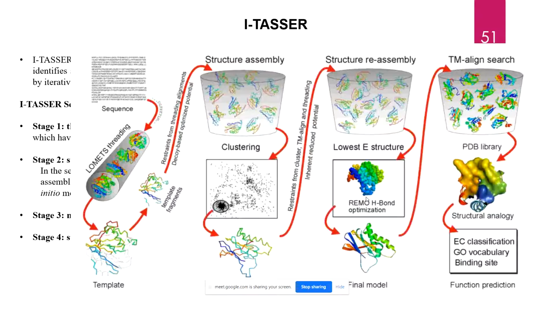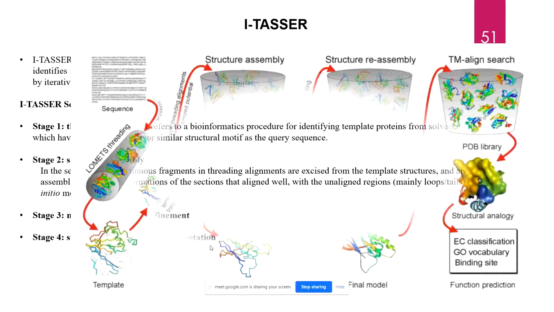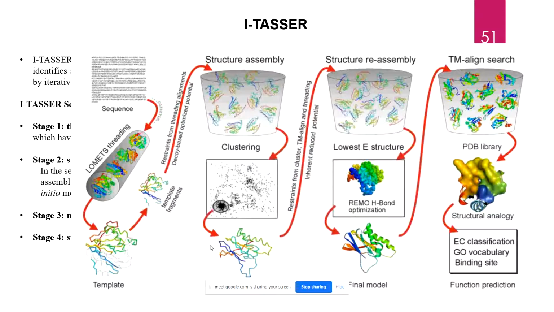Okay, so that's stage 3 for us, and now this leads to the final and fourth stage. The fourth stage is the structure-based functional annotation. Okay, now you know what this means. By taking a look at the structure, it is going to predict the function of the molecule.